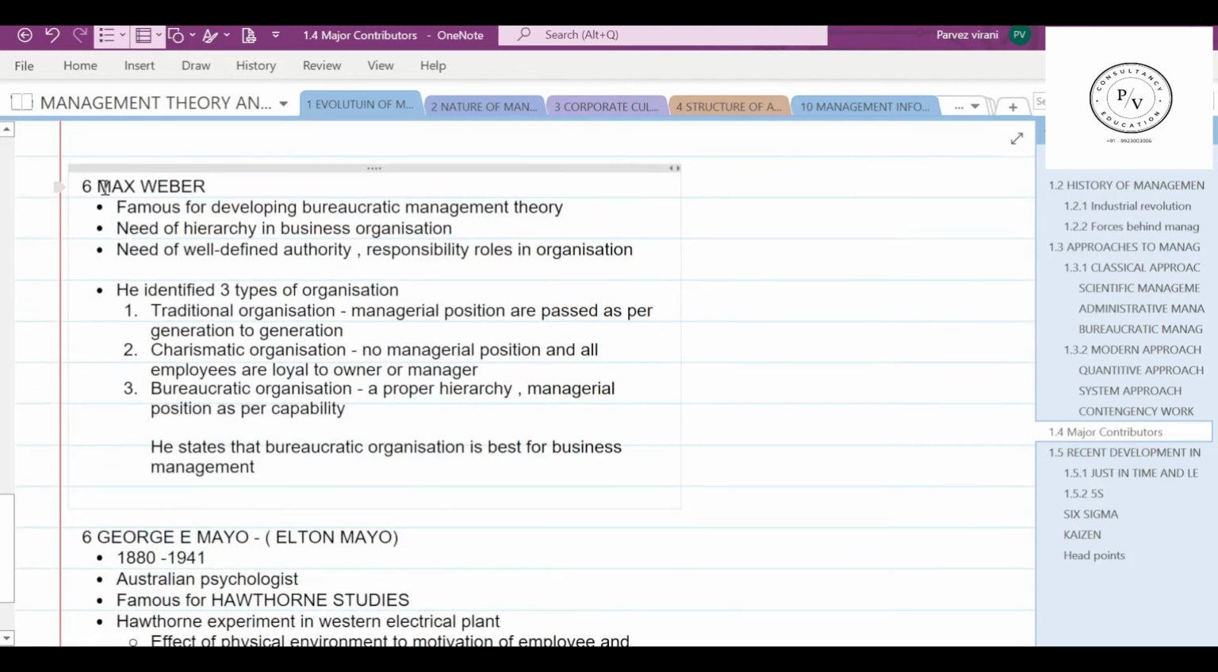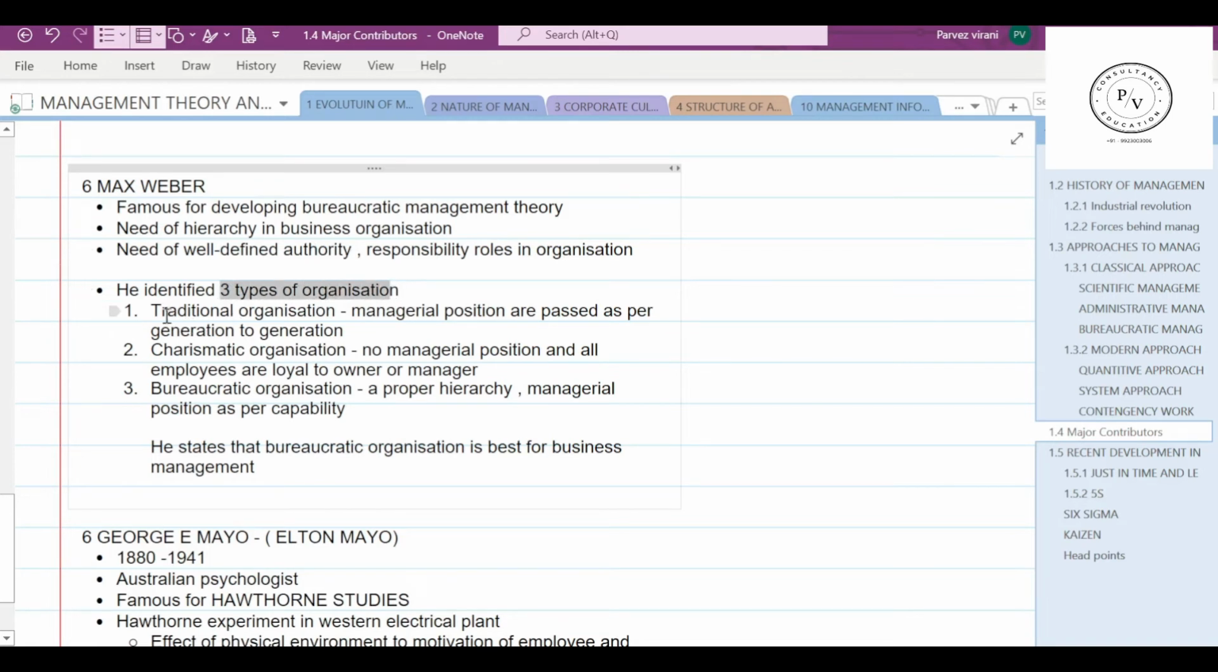Let's come to Max Weber. We studied Max Weber in the bureaucratic management. यहाँ पे, ठीक है? So let's come to Max Weber. Famous for developing bureaucratic management theory, need for hierarchy in business organization, need for well-defined authority, responsibility, roles in organization. He identified 3 types of organizations.